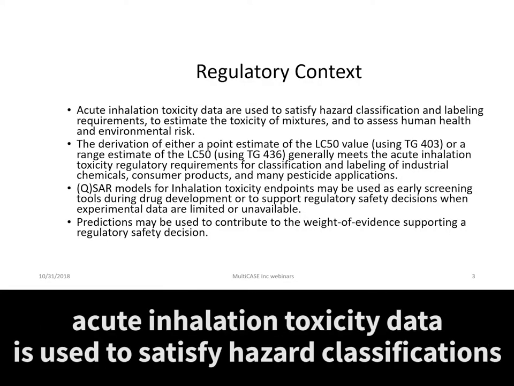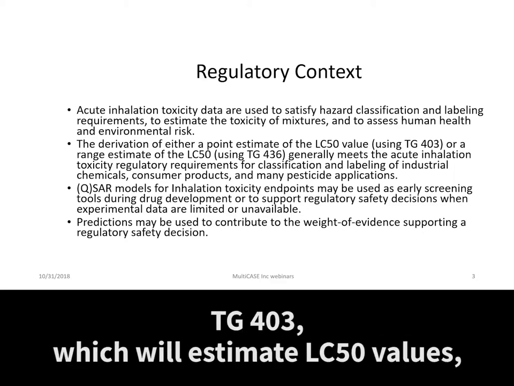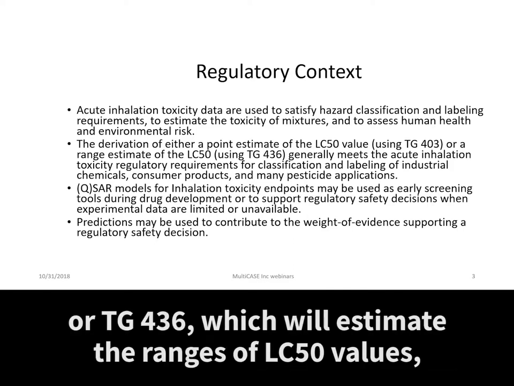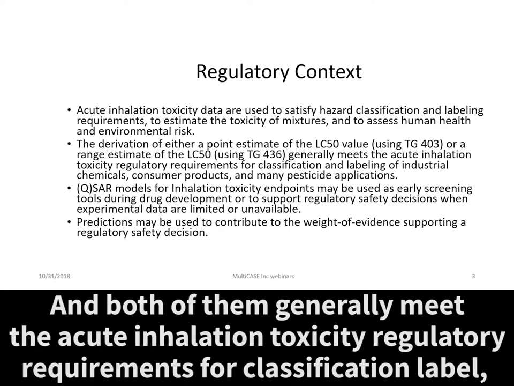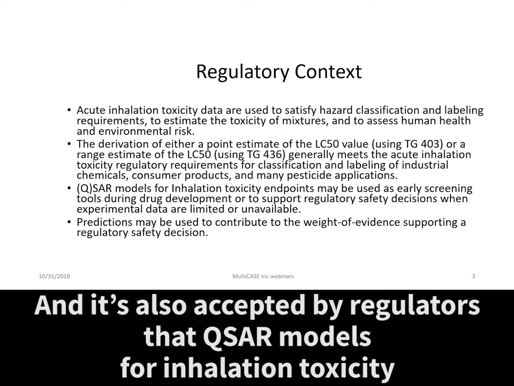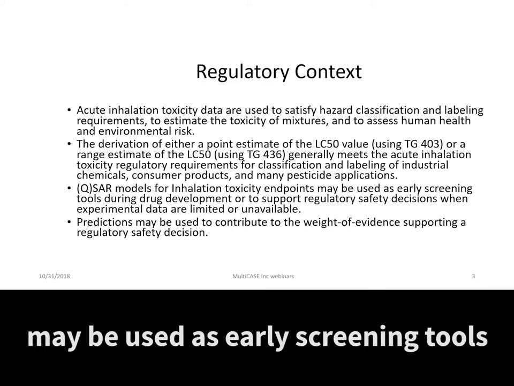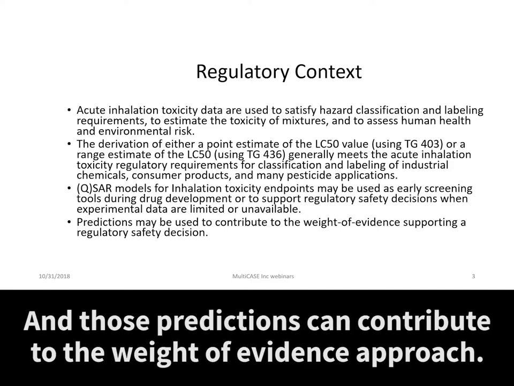From the point of view of regulatory, acute inhalation toxicity data are used to satisfy hazard classification and labeling requirements. There are two guidelines involved: TG 403, which estimates LC50 values, and TG 436, which estimates ranges of LC50 values, pretty much GHS categories. Both generally meet the acute inhalation toxicity regulatory requirements for classification labels, so both approaches can be used. It's also accepted by regulators that QSAR models for inhalation toxicity may be used as early screening tools during drug development or to support regulatory safety decisions, and those predictions can contribute to a weight of evidence approach.